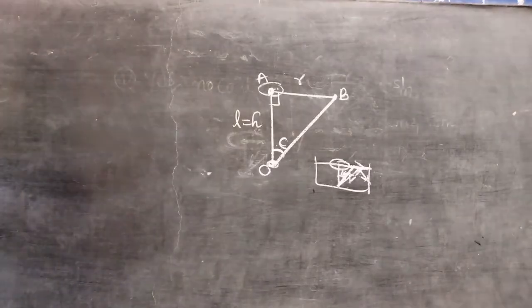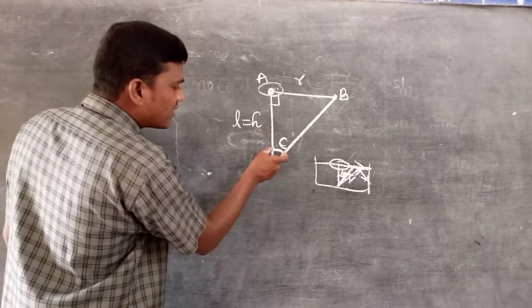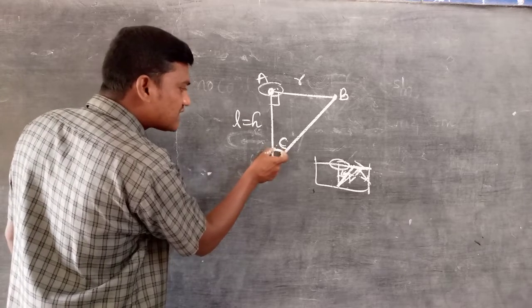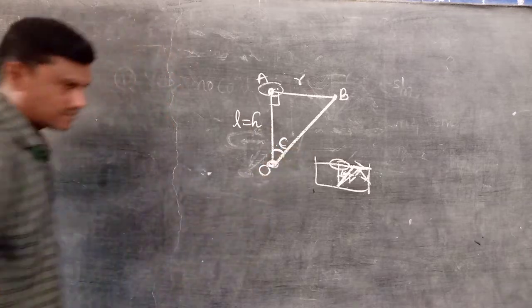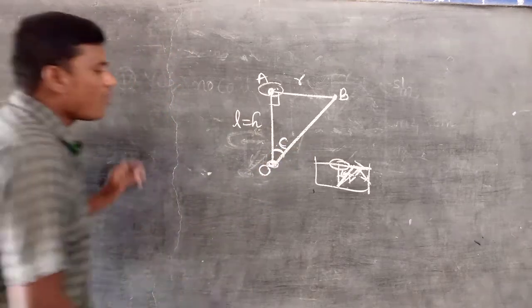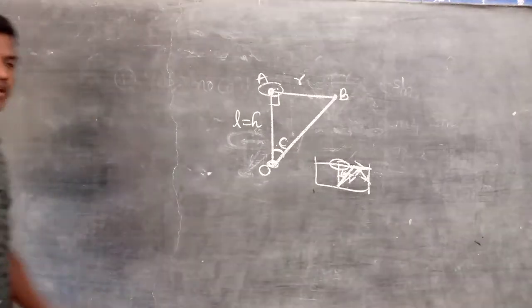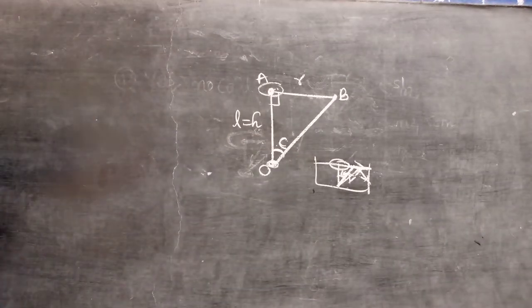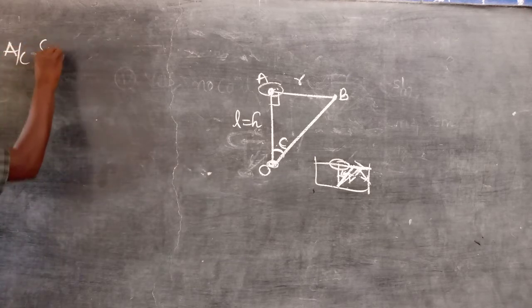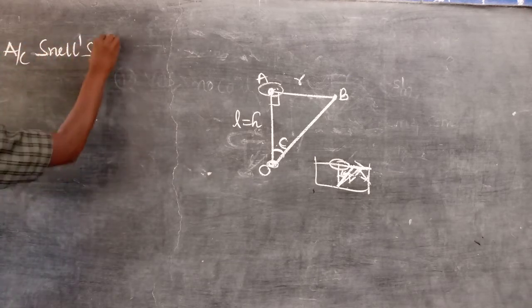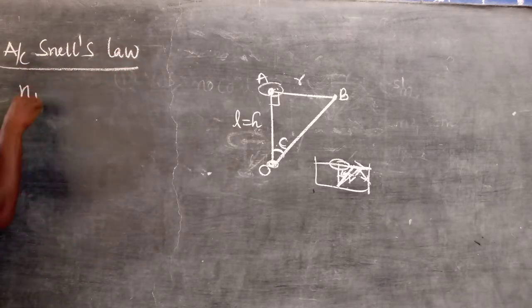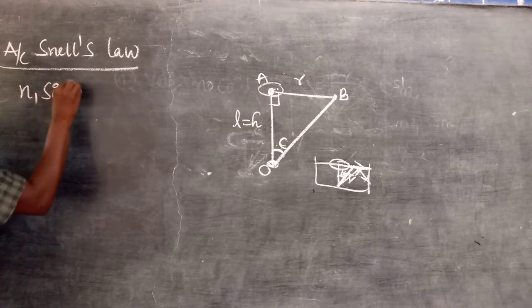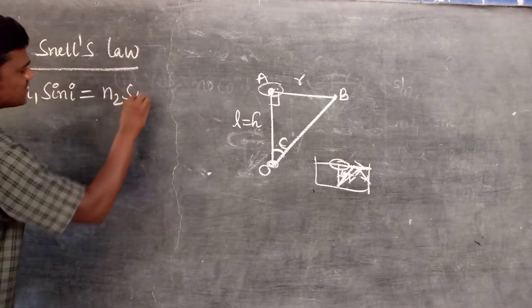So for finding that, we know for this theta, which is the opposite side, which is the adjacent side, which is the hypotenuse. That's why we find this value. So first, according to Snell's law of refraction, N1 sin I is equal to N2 sin R.